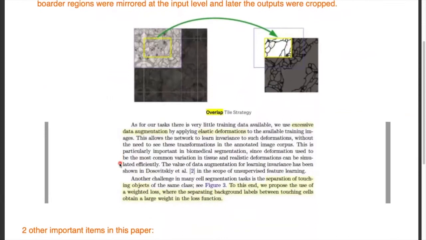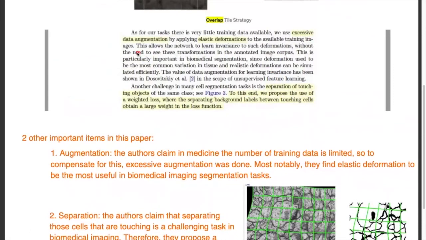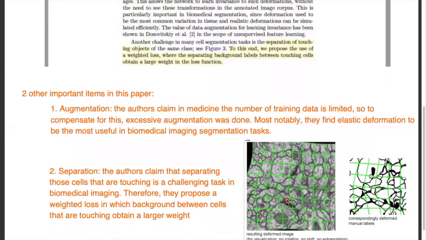What else? So they also, two other important factors in this paper, they use excessive augmentation. They discuss it. They're like, we use excessive augmentation, and most importantly, they claim in biomedical imaging, elastic deformation is the most useful augmentation. Elastic deformation is when you basically grid your image and then you shift around like this. Right? This is the annotation part. This is the original image.